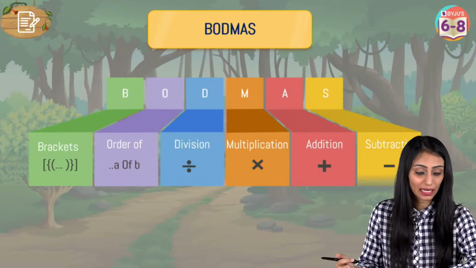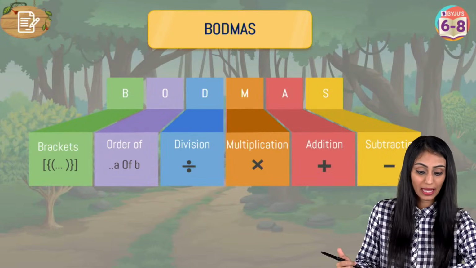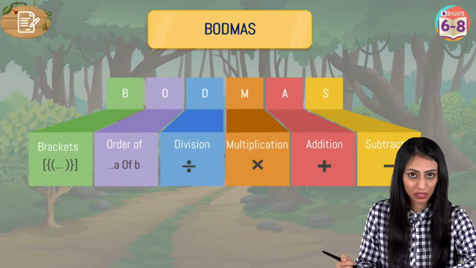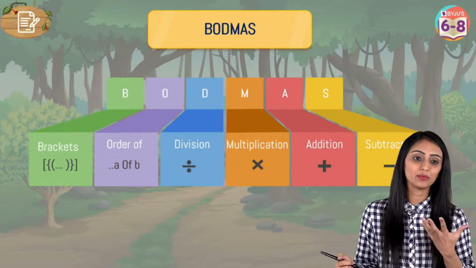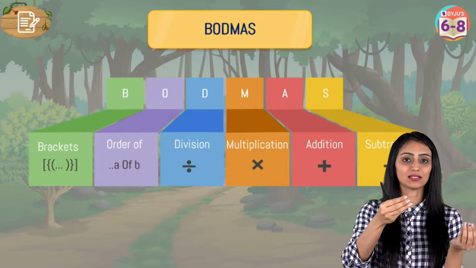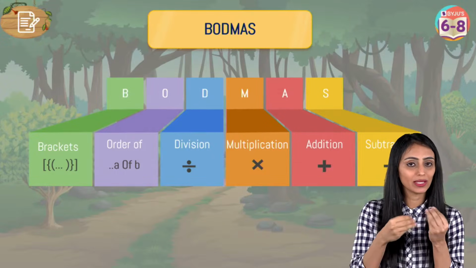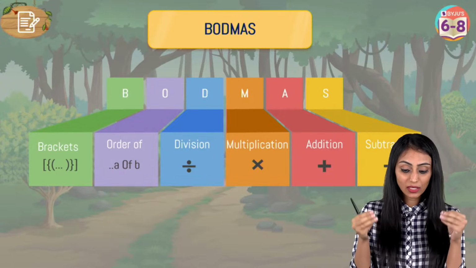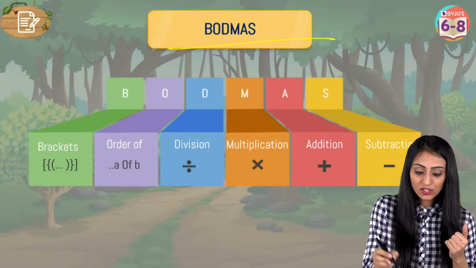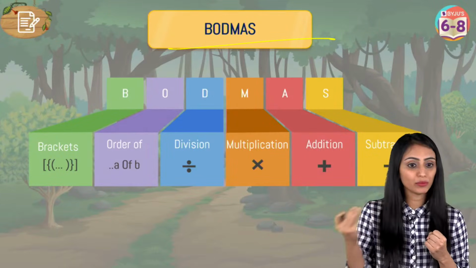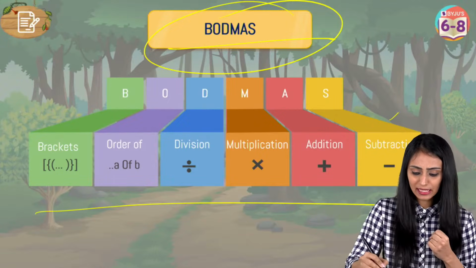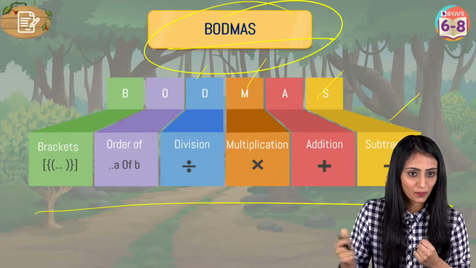BODMAS is basically the short form, where every letter is telling about something. B stands for bracket, O stands for order of, D for division, M for multiplication, A for addition, and S for subtraction. In integers, like in the previous grade, you were doing addition or subtraction of two numbers. Now there can be multiple operations with different signs also. So this BODMAS tells you the right order in which you have to use them. Keep this in mind.